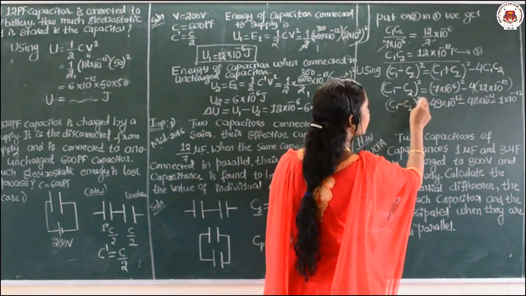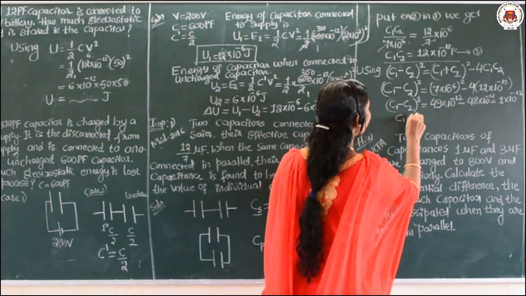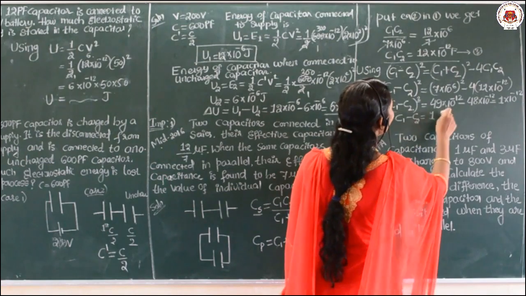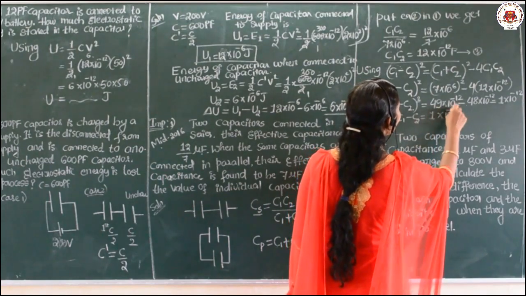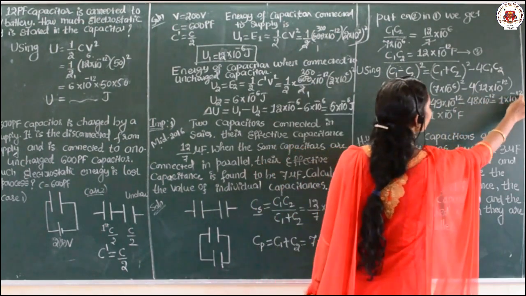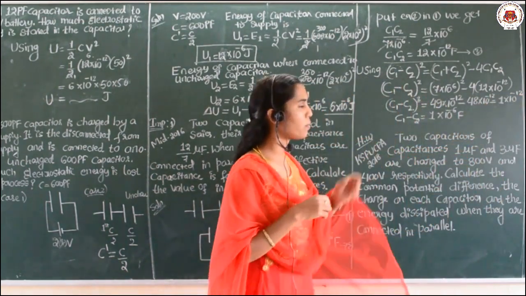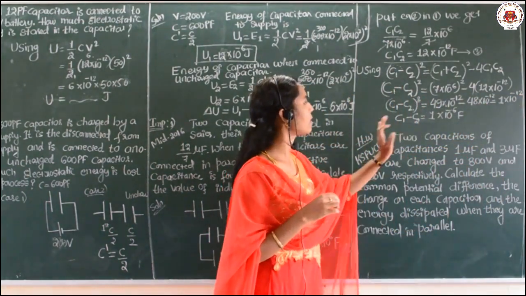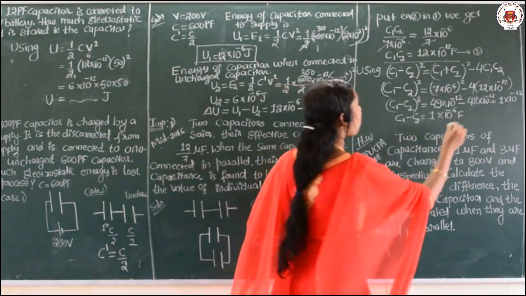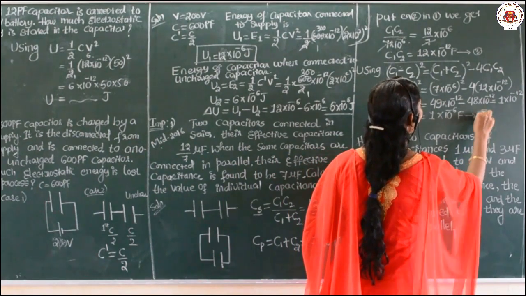But a square is there. After removing that, C1 minus C2 will be equal to how much? 1 into 10 raised to minus 6 farad, because the square root is there. Square root of 10 raised to minus 12 comes as 10 raised to minus 6, so 1 into 10 raised to minus 6 farad. Yes, call it equation number 4.